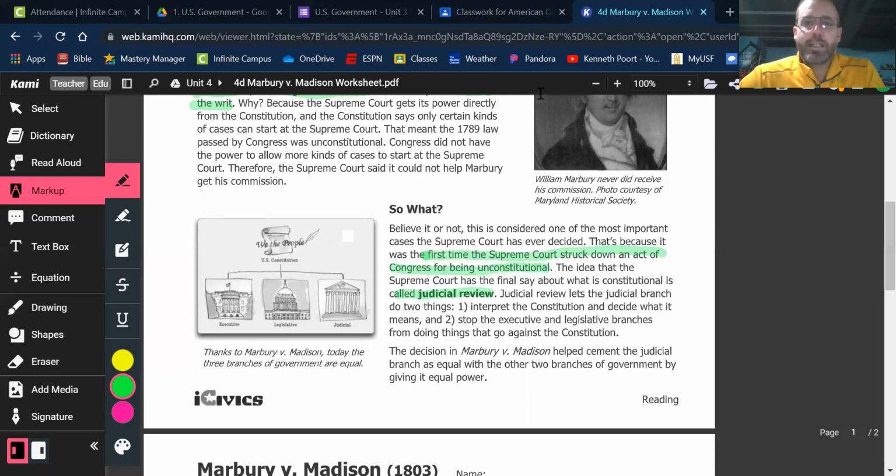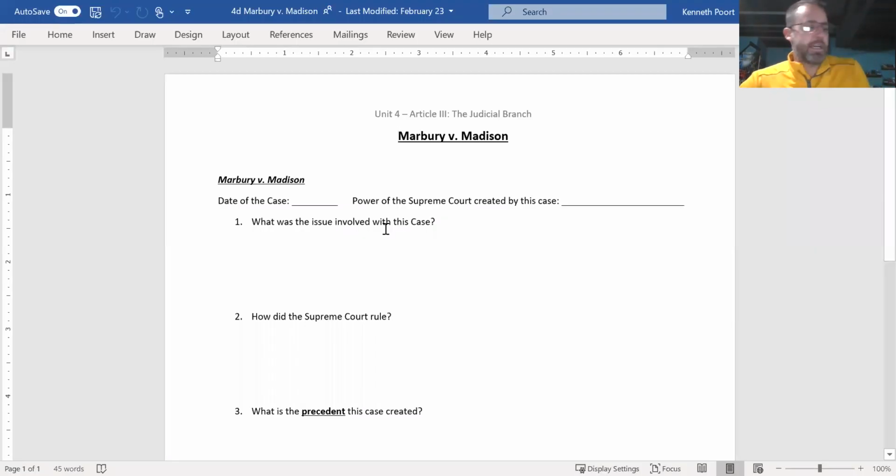Okay, so let's go back to another page. If you weren't filling it out as we read through it, you want to fill this out. So we already said the date of the case. On my paper, so I don't have to flip the screens, was 1803. The power that was created, we called it judicial review.